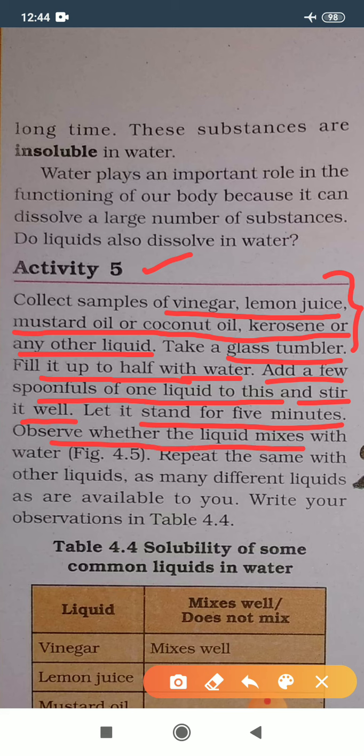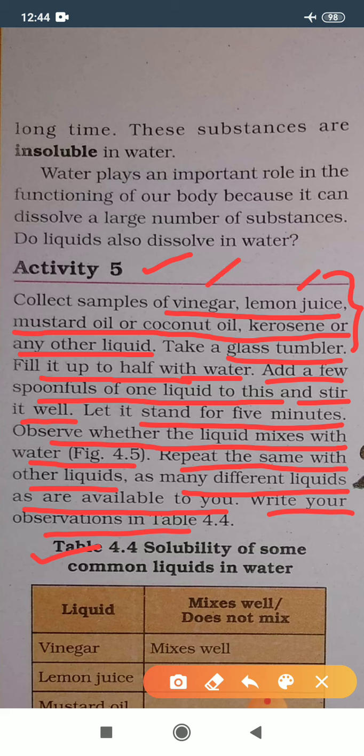Observe whether the liquid mixes with water. Repeat the same with other liquids, as many different liquids as are available to you. Write your observations in table 4.4. Now here in this activity you need to take vinegar, lemon juice, mustard oil, coconut oil, and with the help of this apparatus you need to find out whether these liquids mix with water or whether they float in the water. So let's see table 4.4.